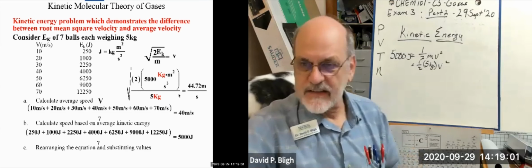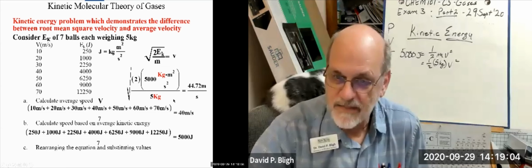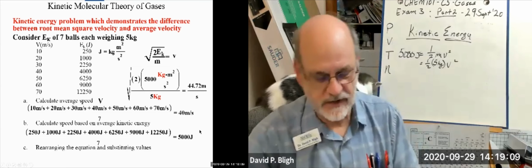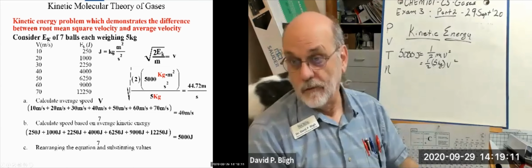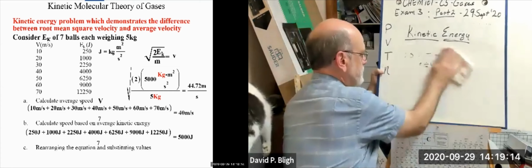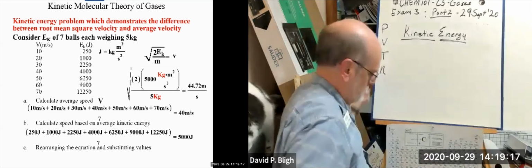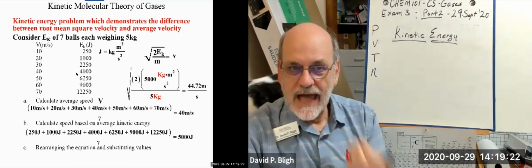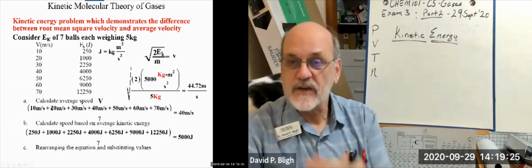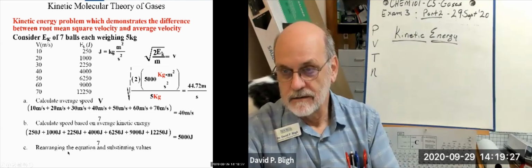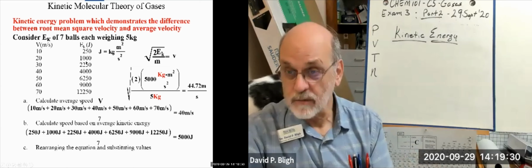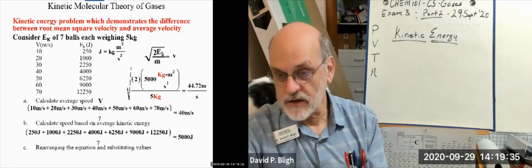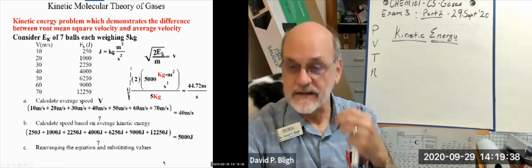So the velocity of a 5 kilogram ball that would give you that energy is not 40 meters per second, but 44.72 meters per second. Right? What's wrong with this problem? What's this picture? The problem is that you cannot use average velocity to express average energy, whether it's 7 bowling balls or 10 moles of gas molecules. We need a different expression.